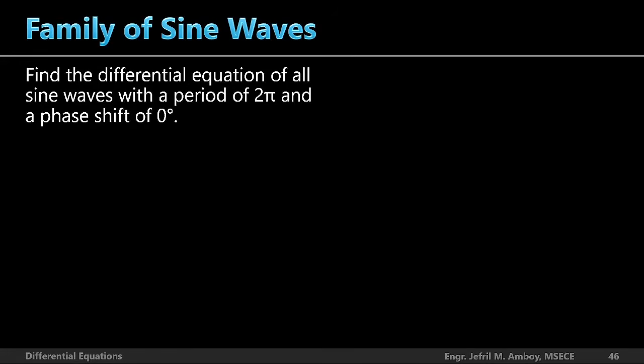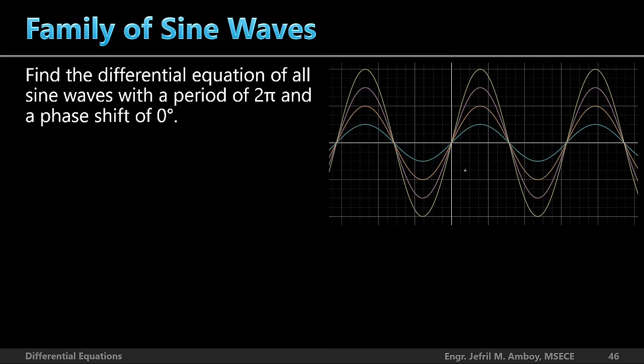Here, we have a family of sine waves this time. Find the differential equation of all sine waves with a period of 2 pi and a phase shift of 0 degrees. Ano bang itsura ng mga sine wave na yan? Ito oh. So, what is the equation that describes the family of sine waves? So, in general, a family of sine waves can be written as y equals a times the sine of 2 pi over the period of the sine wave represented by t and then minus theta. Okay, here a is called the amplitude. Lagay natin dito ha, a.